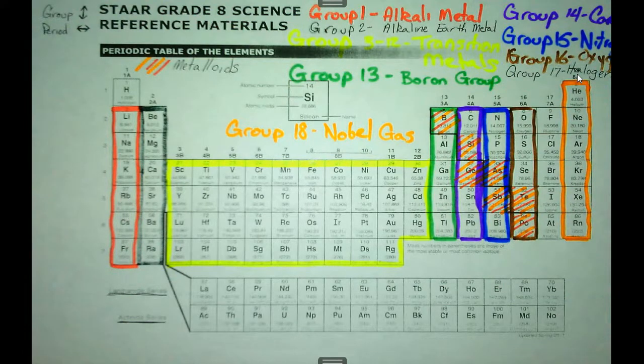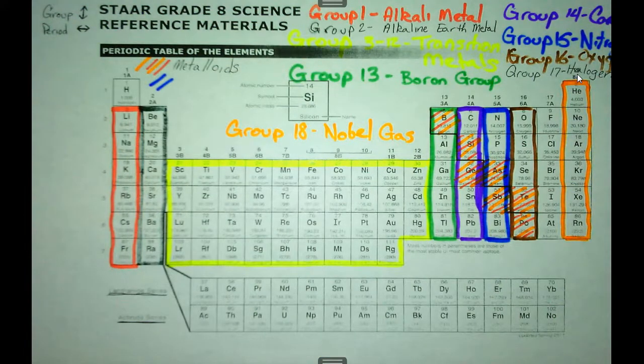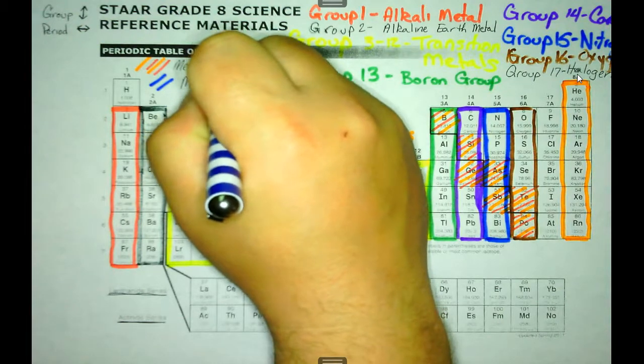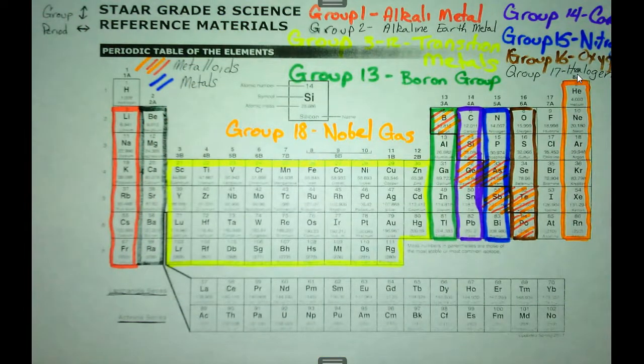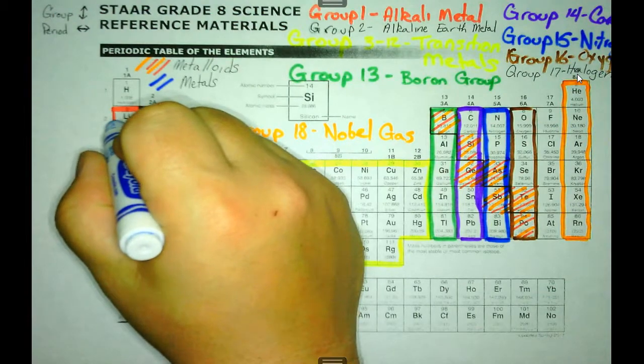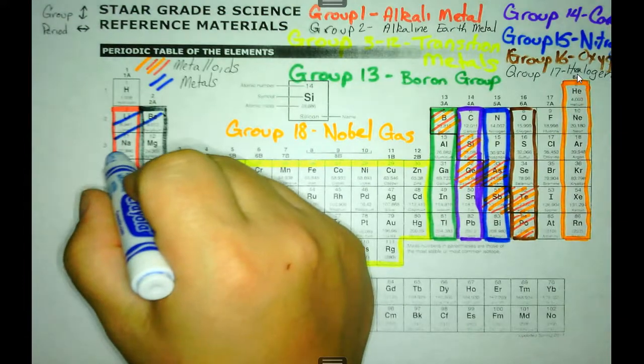Okay. So that was the metalloids. Next up is the metals. The metals we're going to do with an angled blue. And just blue, all by itself. And this is going to be the metals. The metals are the most prominent thing on the periodic table. Most things out there are metals. So we're going to start way over here on the left. And we're just going to start making our lines because this first group is almost all metals.